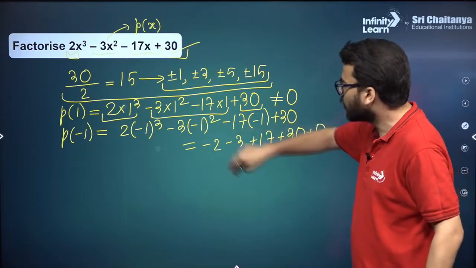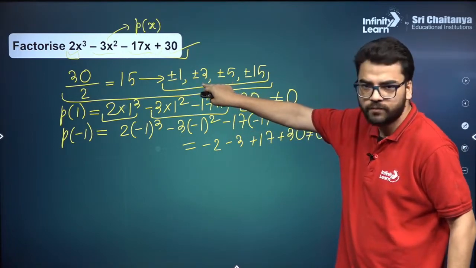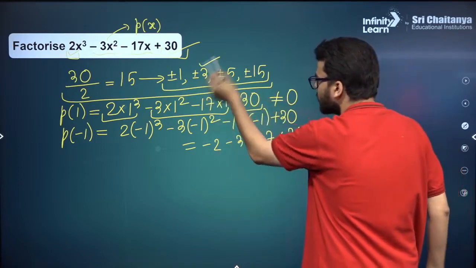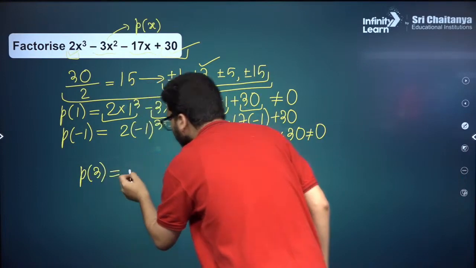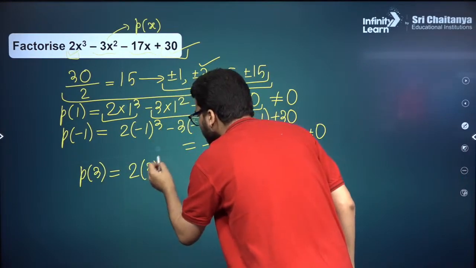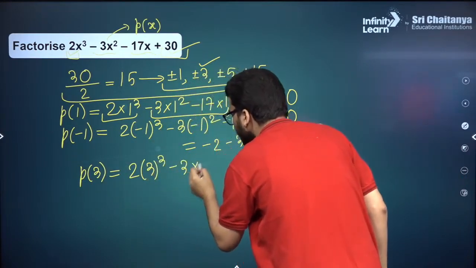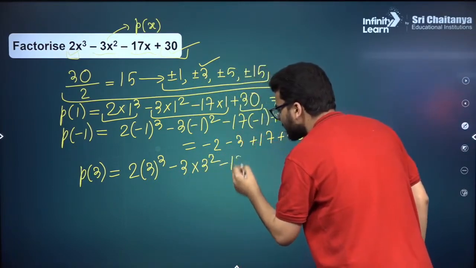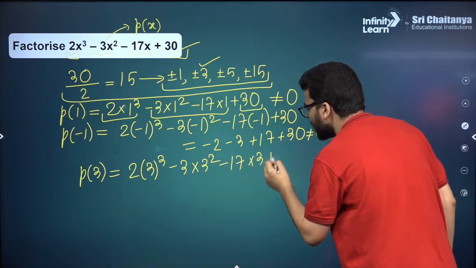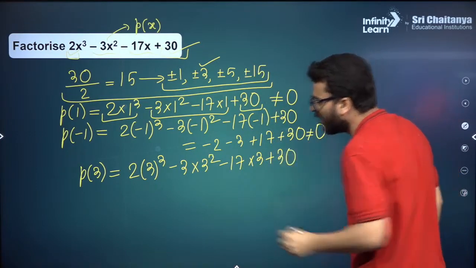So it means the other possible zeros can come out of these two. Plus minus 3 over here. So let us find p of 3. Is it coming out to be 0, guys? That's how you can guess it. So p of 3 over here is this into 3 square, and this is coming out to be minus 17 into 3 plus 30. So is it coming out to be 0, guys?